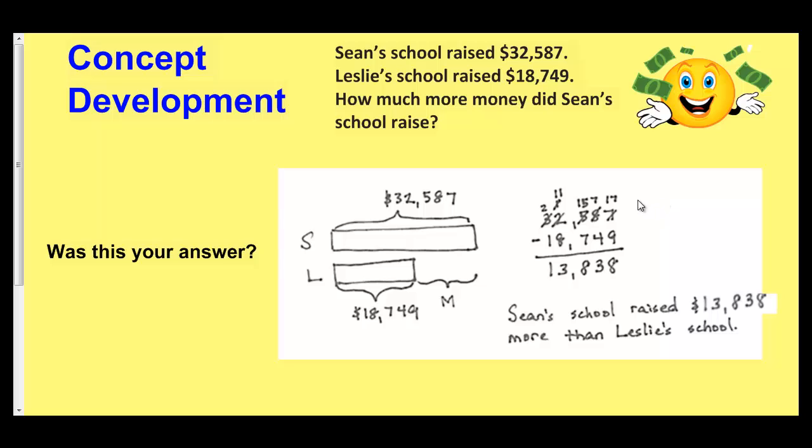Now we're going to estimate. So if I said that Sean's school raised about $30,000 and Leslie's school raised about $20,000, and I subtract the two, then I would get an answer of $10,000. So if my estimate is $10,000 and my actual answer is $13,000, I would say that my answer is reasonable. Once you get really good at estimating, you should be able to just do this in your head and you could think, does my answer make sense? And yes, it does. It would not make sense if you had added these two together and you had said $50,000. It wouldn't make sense to say that Sean's school raised $50,000 more than Leslie's school because he didn't even raise $50,000.